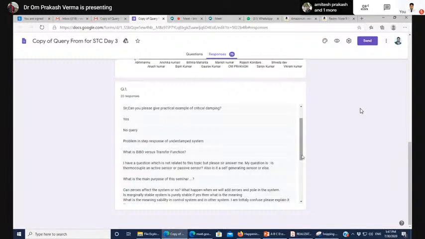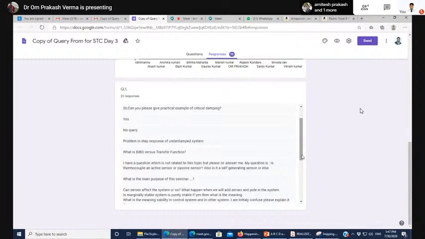What is BIBO versus the transfer function? There is no relation between them. BIBO only states the stability: bounded input, bounded output, whereas the transfer function relates the input and output. BIBO only states system stability: for a bounded input, the output should be bounded only.